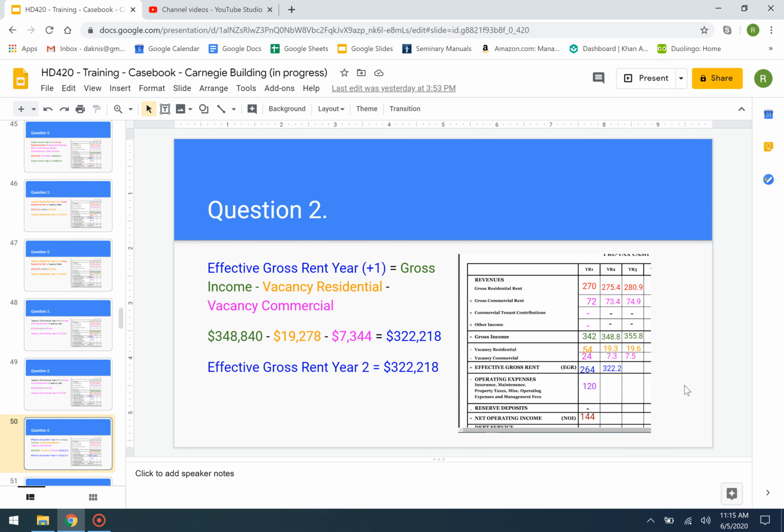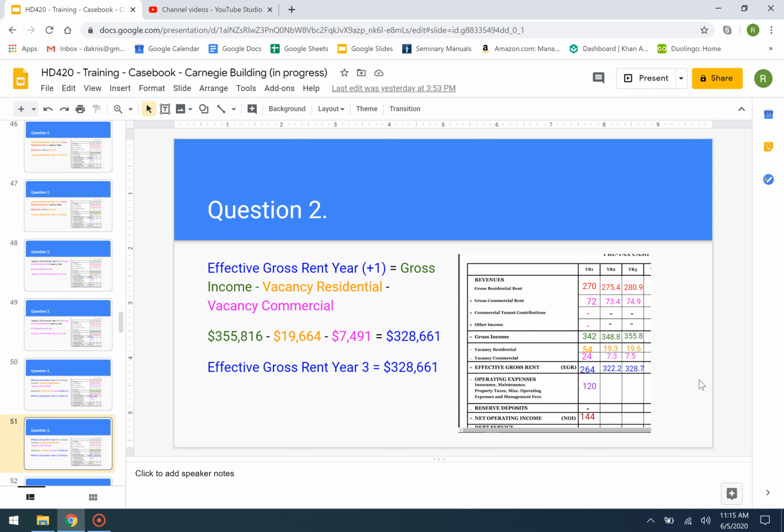Effective gross rent, what we're going to do is take our gross income for year 2 minus the new vacancy in residential and commercial for year 2, and we come up with our 348,840 minus the 19,278 minus the 7,344 for 322,218, and so our new number right there gets plugged in under year 2. And for year 3, we take the same thing, our gross income minus this 19,664 minus the 7,491, so take the gross rent minus these two numbers, 328,661.